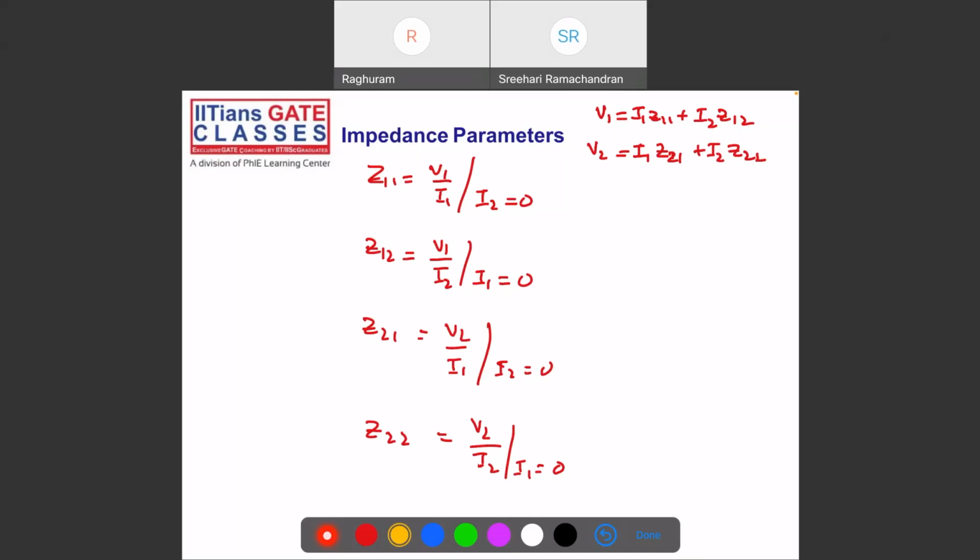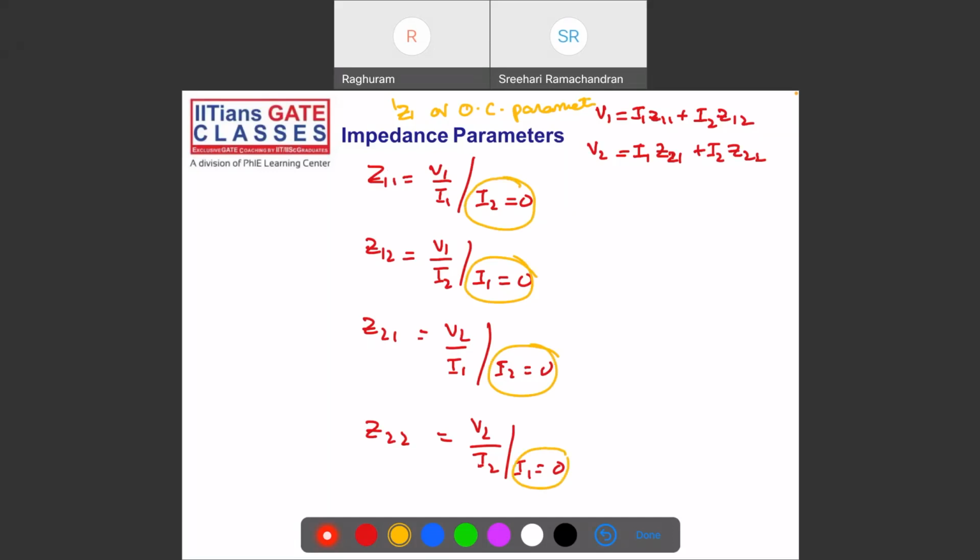These are called Z parameters, or open circuit parameters. Why? Because you're open circuiting the current at port 1 or port 2. I1 equal to 0, I2 equal to 0, in the sense that zero current is an open circuit condition. That is why these are called open circuit parameters, or Z parameters, or impedance parameters.